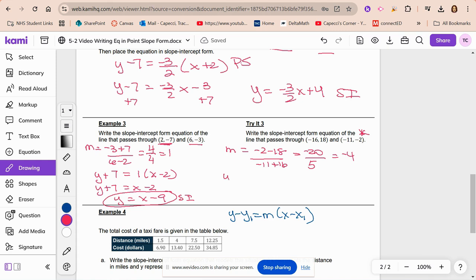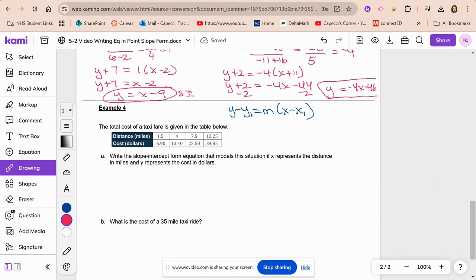It really doesn't matter. Y plus 2 is equal to negative 4 times x plus 11. So I have y plus 2 is equal to negative 4x minus 44. So our final equation, once we subtract 2, is y is equal to negative 4x minus 46.